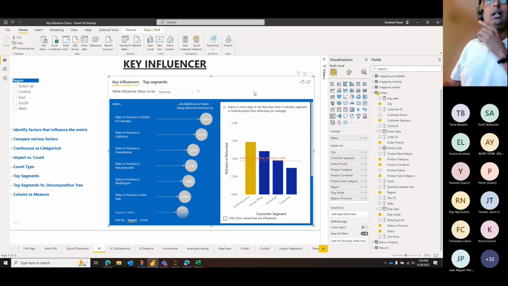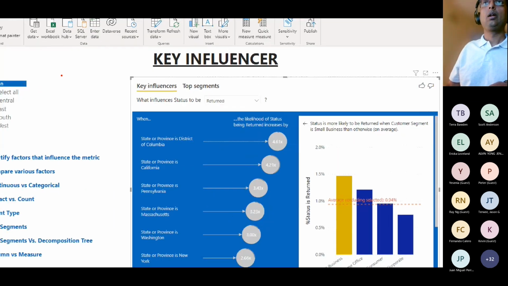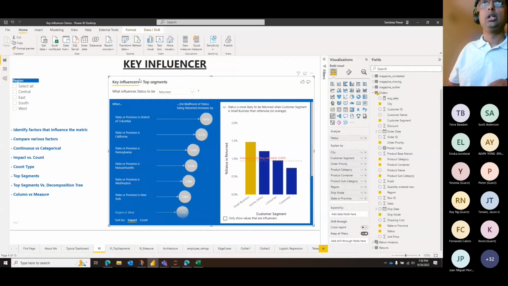Yeah, so we have this, and it created a very nice looking visual for us. Now our goal is to understand what this visual is telling us. We can do that by going from top to bottom and left to right. The first thing you will notice is that we have two tabs here, the key influencers and the top segments. You'll always see these two, and both of these serve two different purposes.